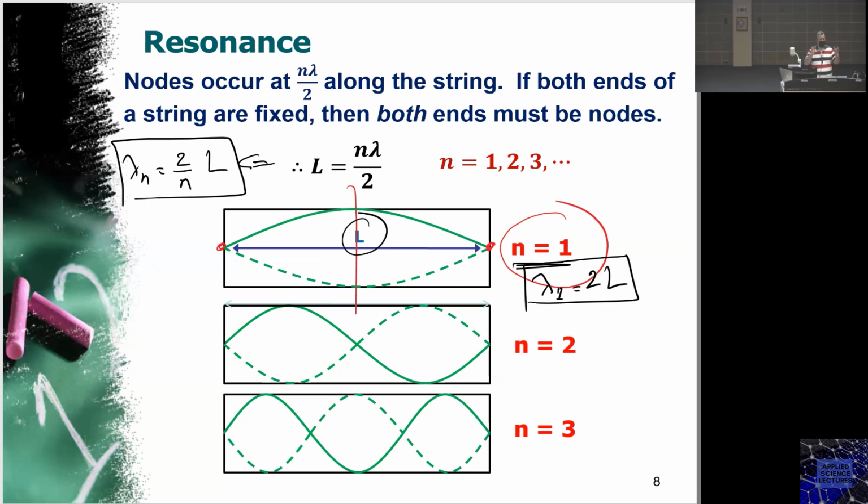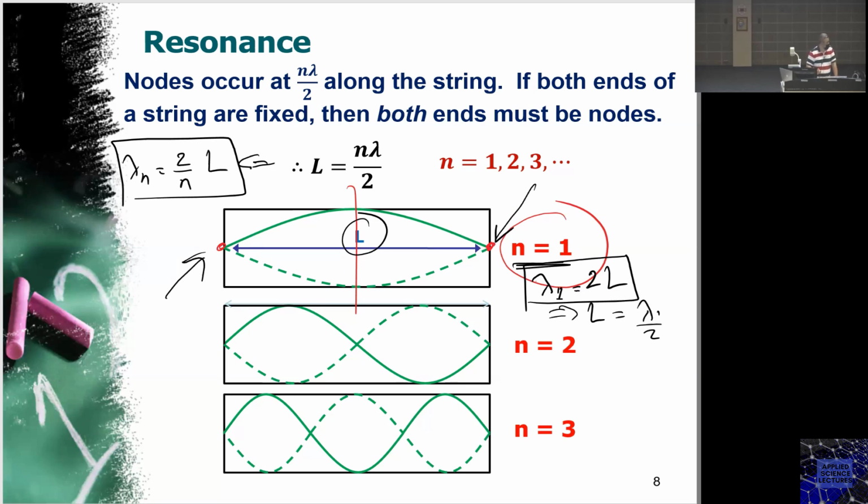Notice that the difference between those two nodes is lambda over 2, right? The spatial difference between those two nodes, node number 1, node number 2, is lambda over 2. Why? Because this is L, and in this case, L equals lambda 1 over 2.